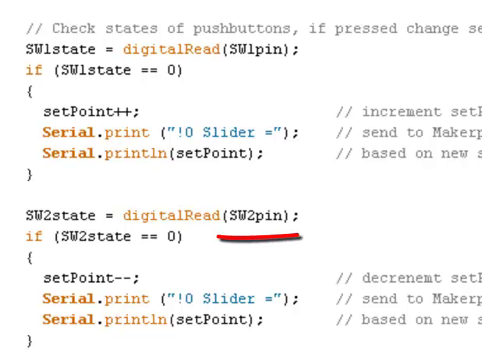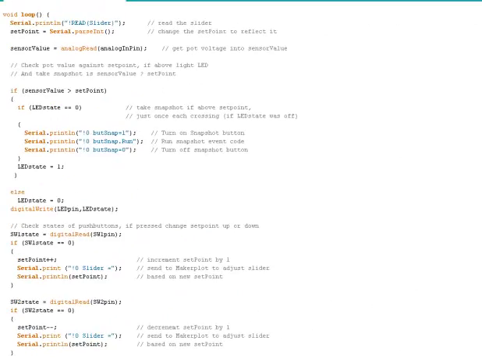Similarly, if SW2 is pushed, we're going to then decrease the set point and send that information to the slider. So if you look at our code now, coming back up to the top of the loop, we're going to be reading the slider and adjusting the set point to whatever the slider is. And then if we come down here and we manipulate the push button switches, we'll be able to fine-tune the slider value to whatever it is we want it to be.